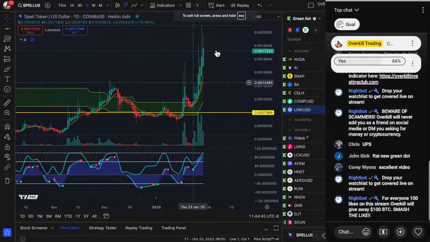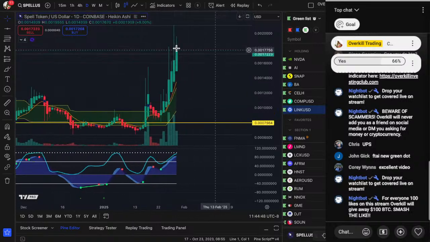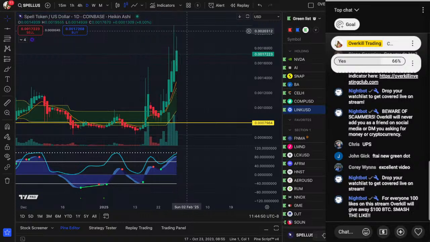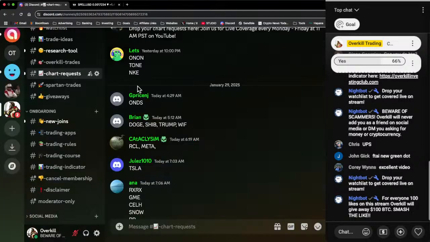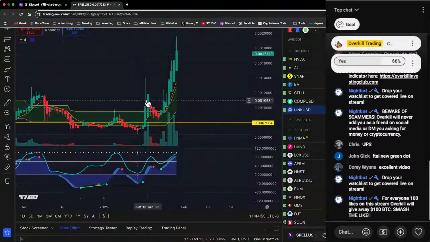So I don't know if it's going to keep going, but what I do know is that it's at a premium now, and there's going to be some profit taken here eventually. Any more from the chat there?